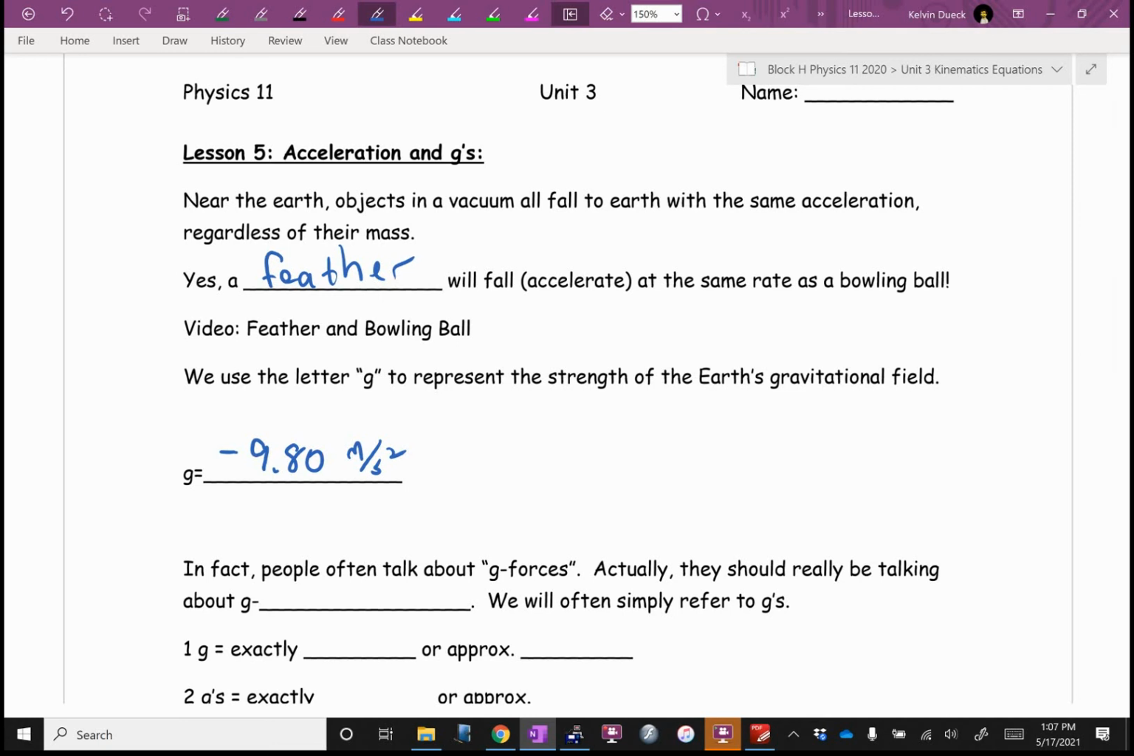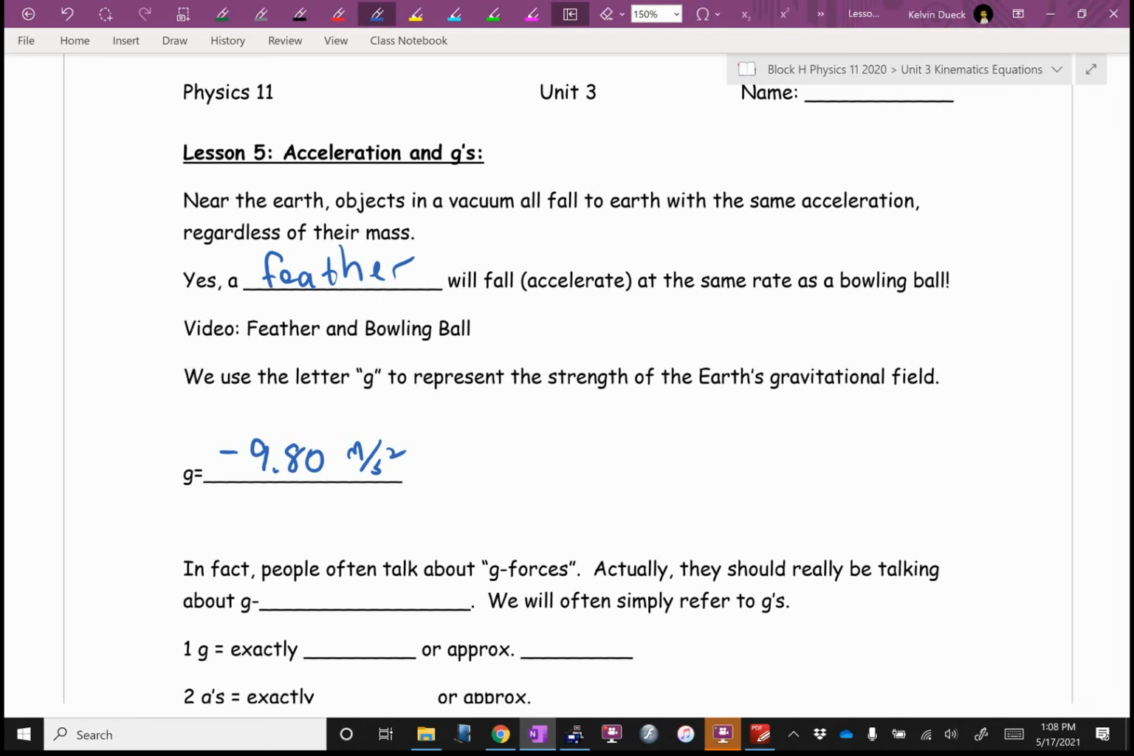Okay. You'll probably end up memorizing that number, but it's on your green sheet if you blank out. And we will be doing a lab activity later on where you'll try and actually measure how fast objects accelerate in free fall. No, negative is arbitrary. In this unit, we're going to let down be negative and up be positive.